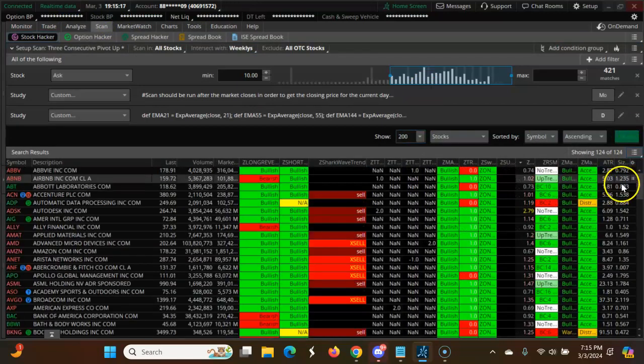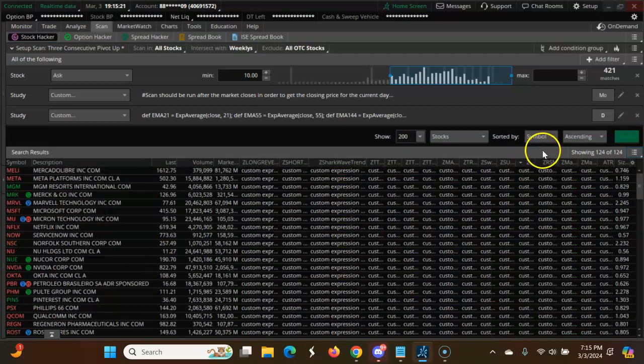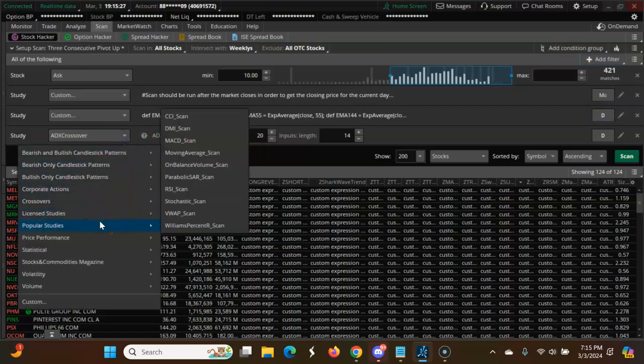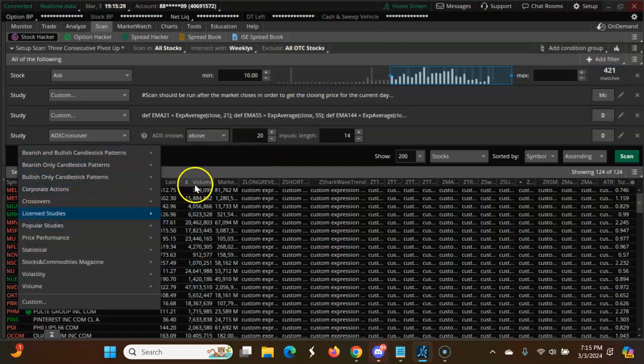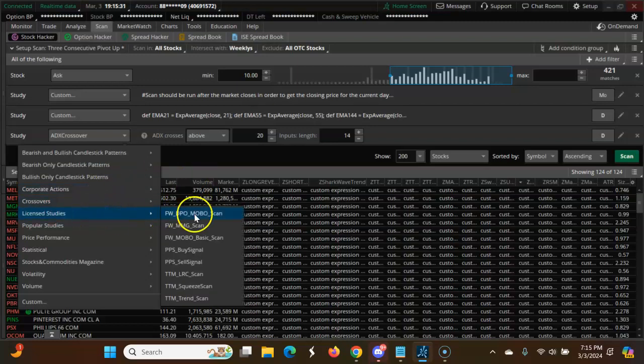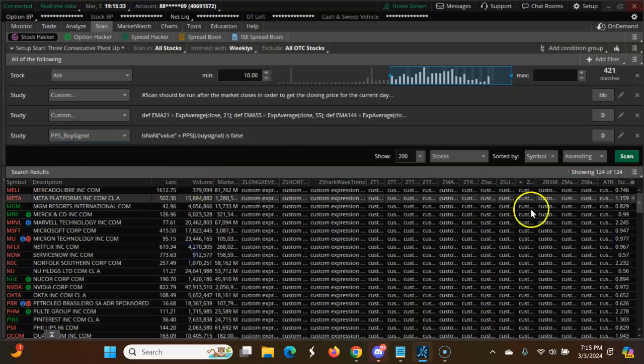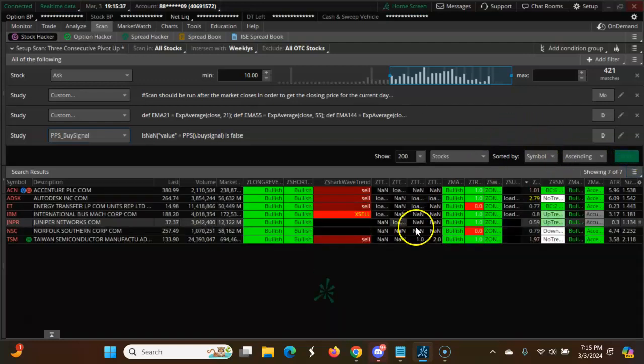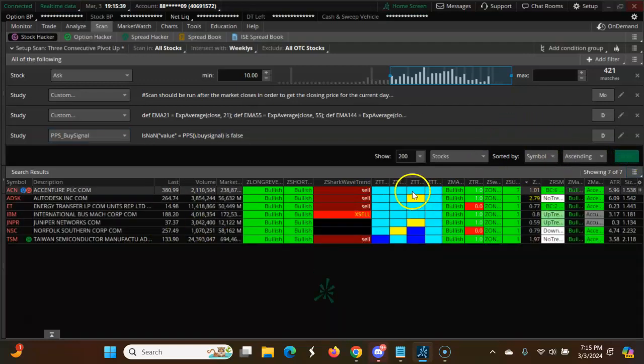Let's scan this. Let me start with relative volume. There are a lot of good stocks coming up. So I'm going to add one more filter. I'm going to add unbalanced volume. Let's say PPS buy signal on daily time frame. Combine that. Now I'm getting this. Okay, the first one is ACN.